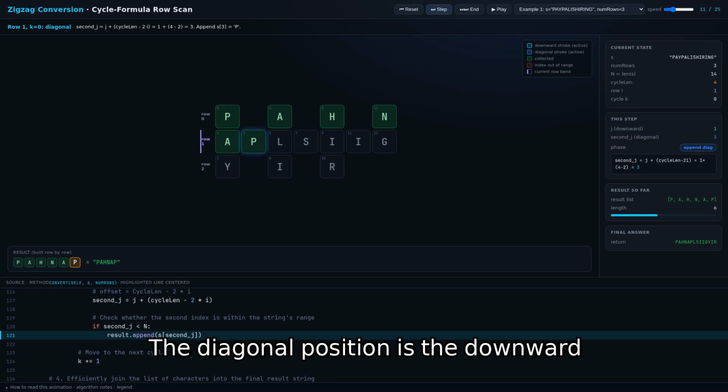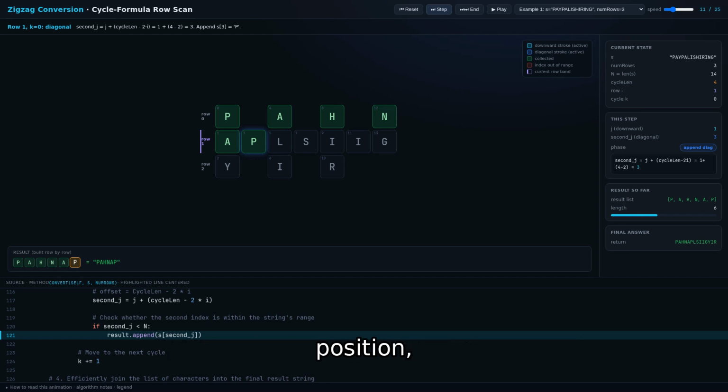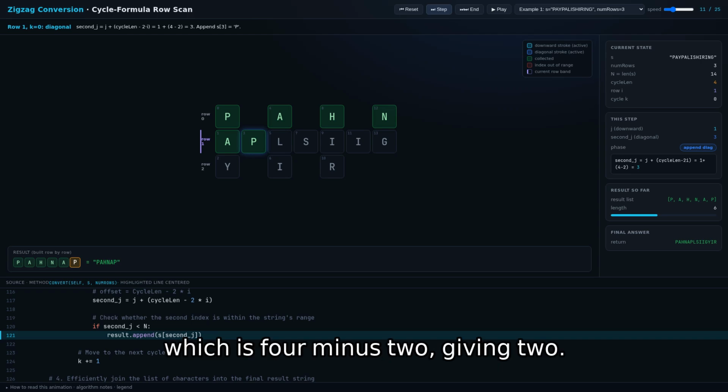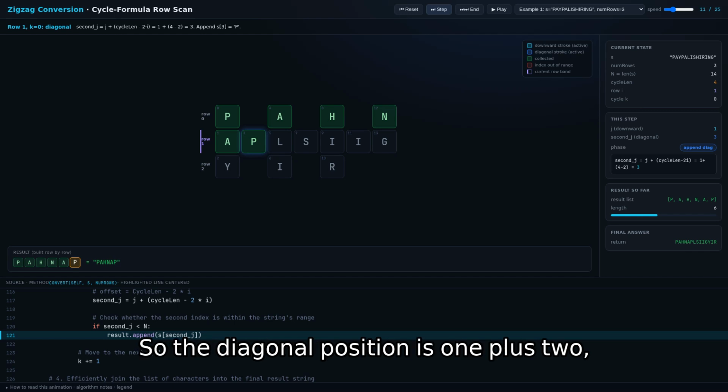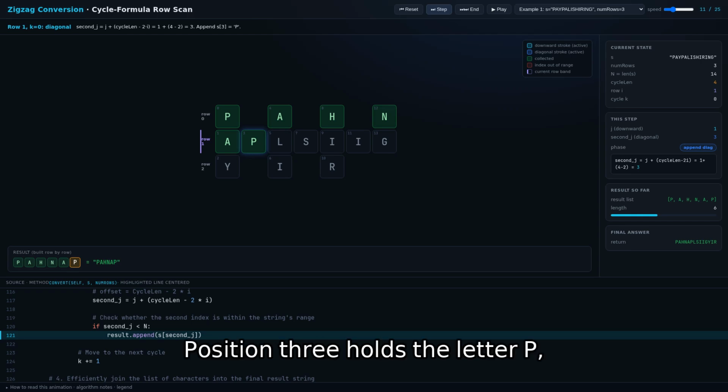The diagonal position is the downward position, 1 plus an offset. The offset is the cycle length, 4 minus 2 times the current row, 1, which is 4 minus 2, giving 2. So the diagonal position is 1 plus 2, which is 3. Position 3 holds the letter P, so we append P as well.